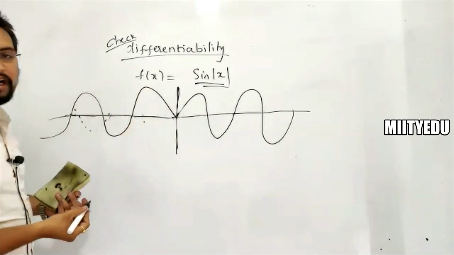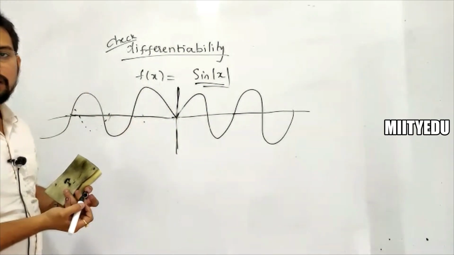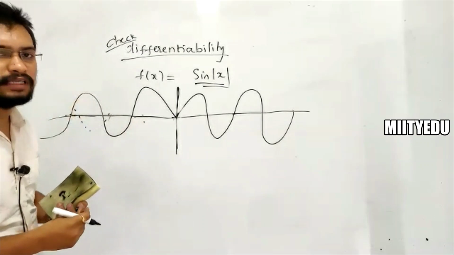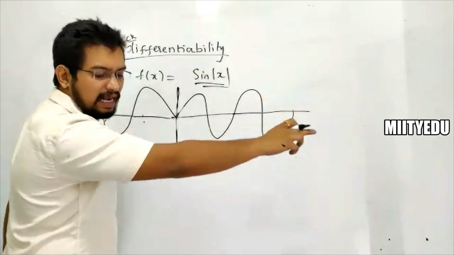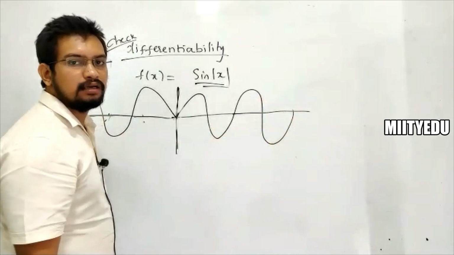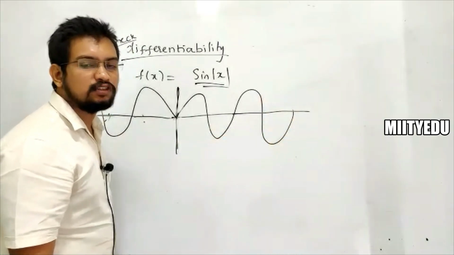Right? This is what you get here. That is how you draw the graph of f of mod x. Now you see all these are smooth edges, absolutely smooth edges. There is no concept of the existence of multiple tangents.